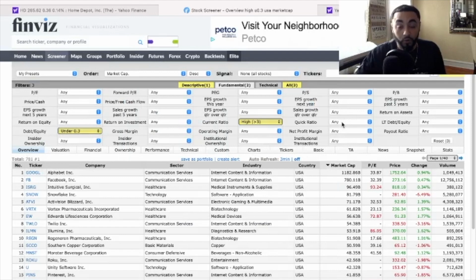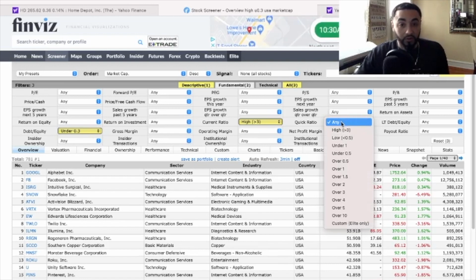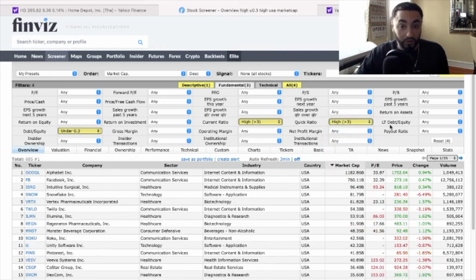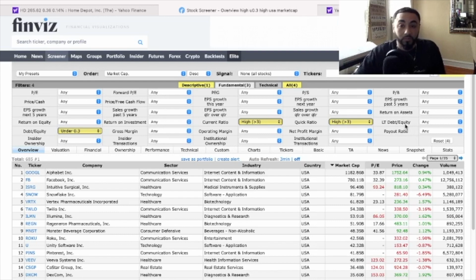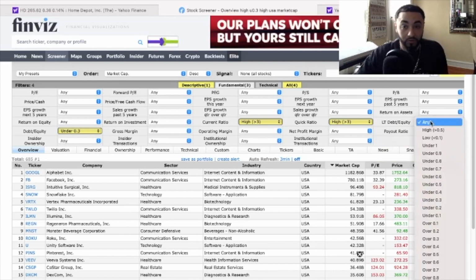Alright, same thing for the quick ratio. The quick ratio is basically the current ratio, but it takes into effect inventory. So this we also want to be high, or over 1 at least. And then the last but not least, long-term debt to equity. And you want this one low.